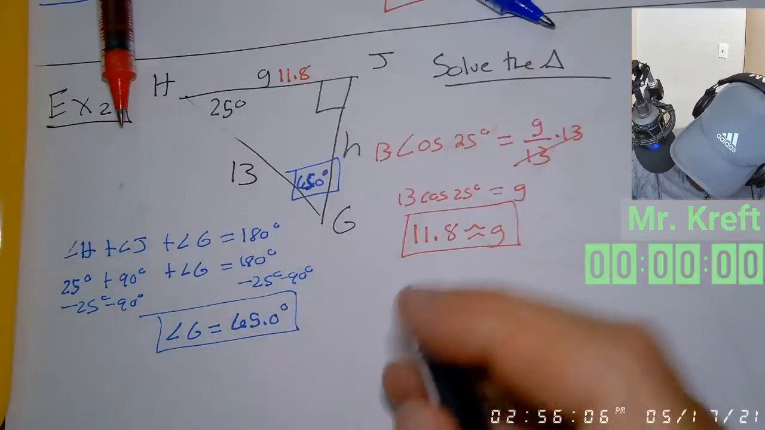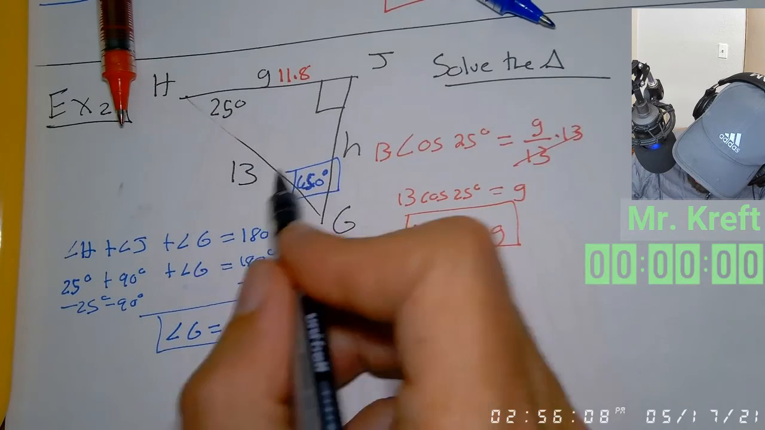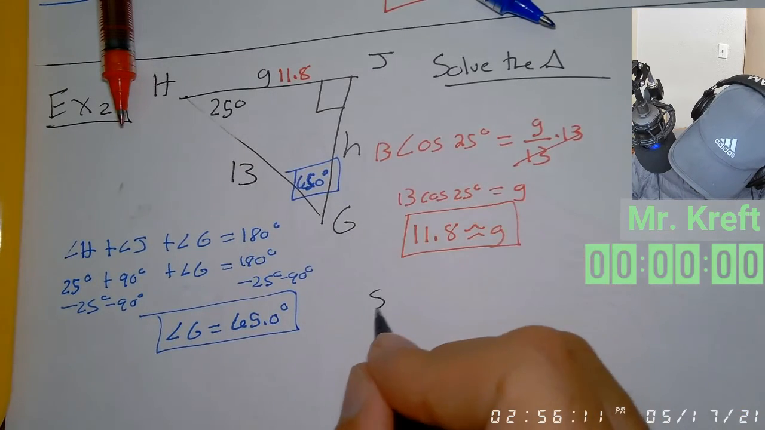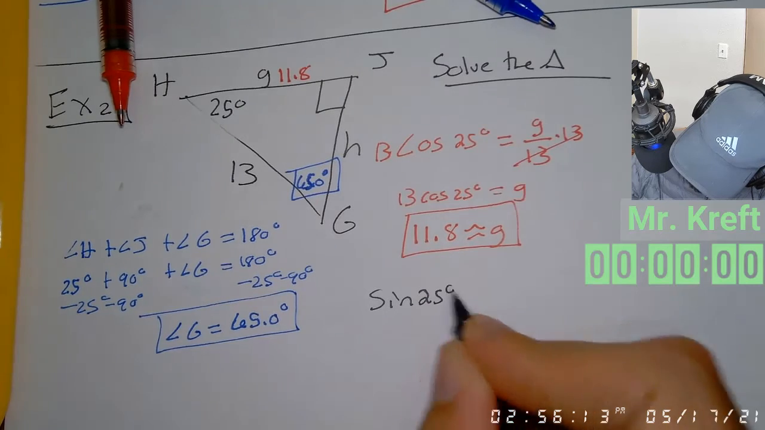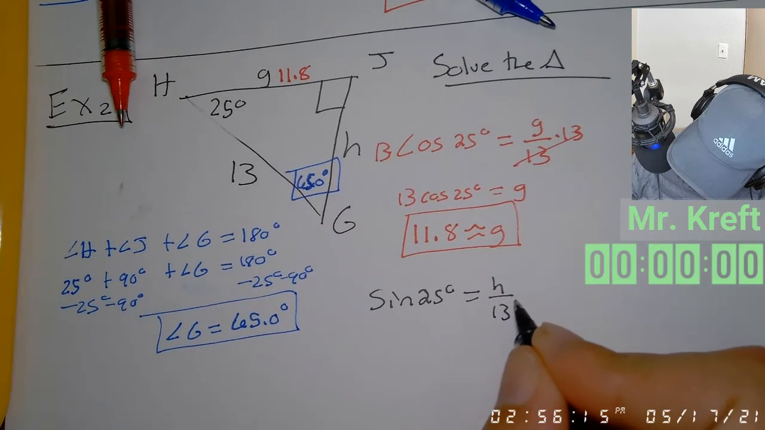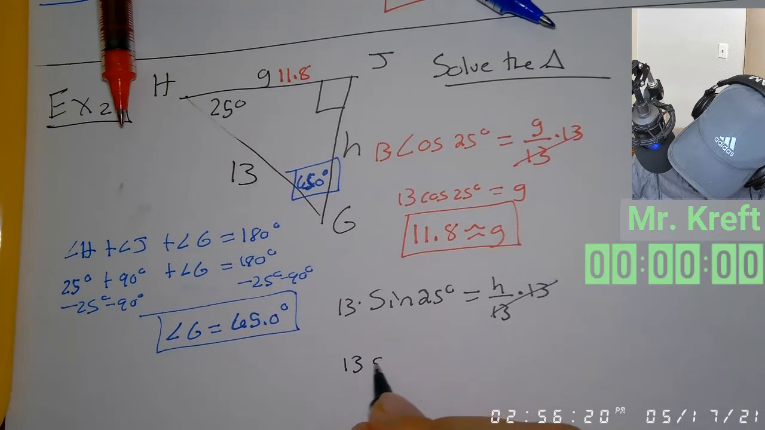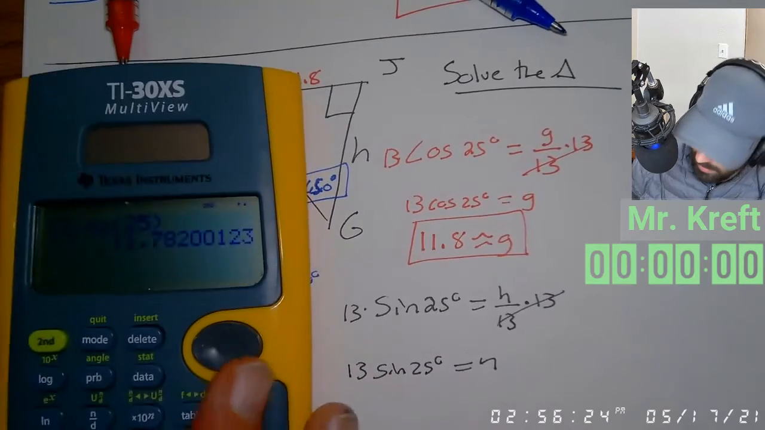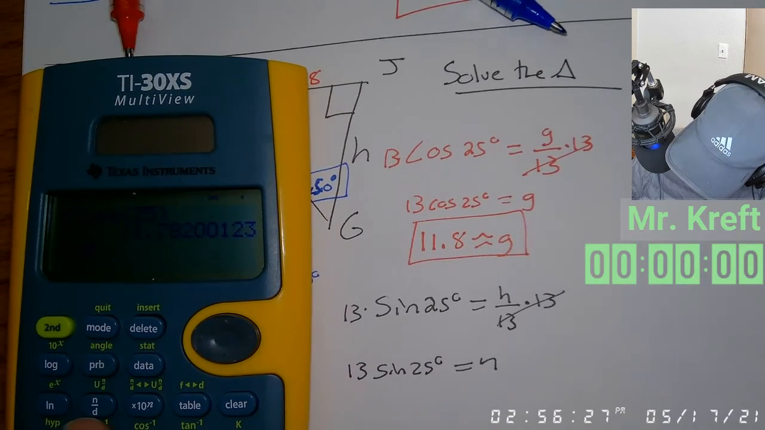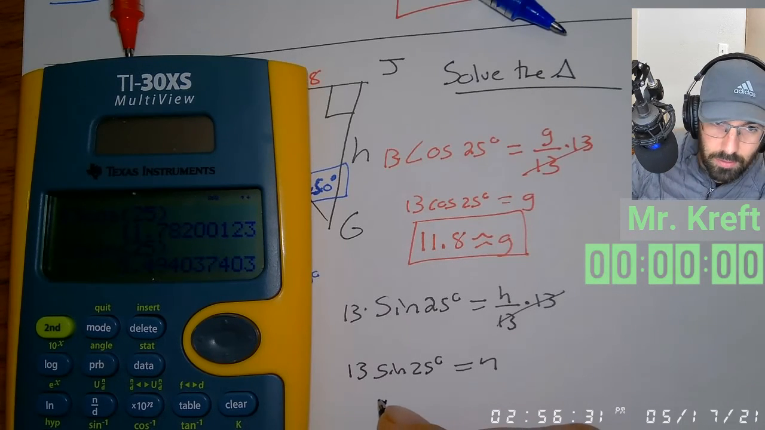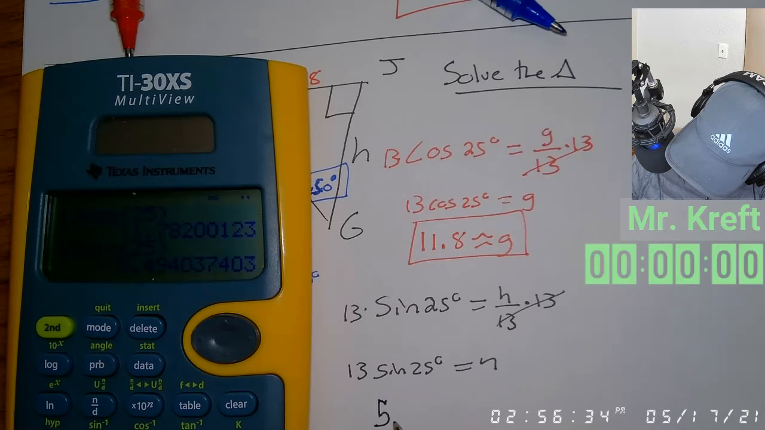And then for the H, right, I might do sine. So I might do sine of 25 degrees equals H over 13. I multiply by 13. I get 13 sine of 25 degrees equals H. And I get, why are people leaving, guys? We shouldn't be leaving. We still have 4 minutes left in class. 0.5 equals H.